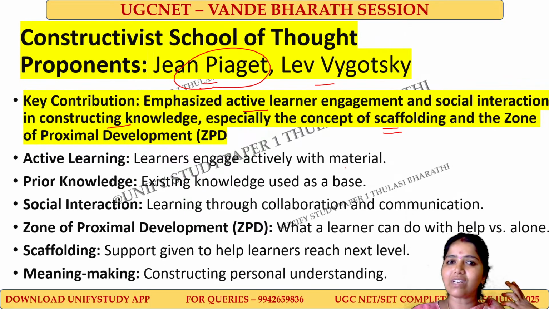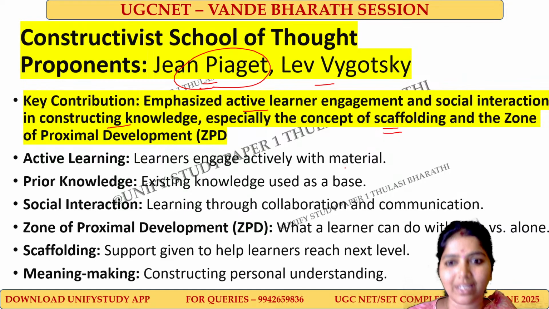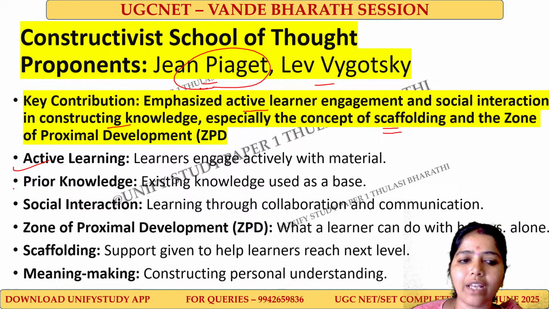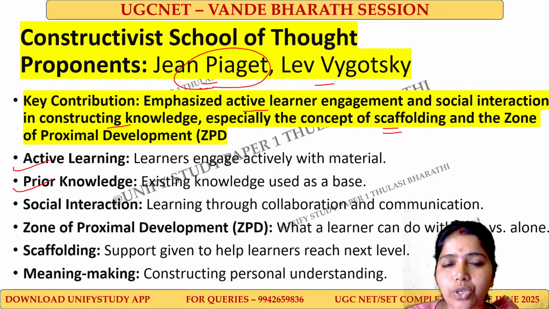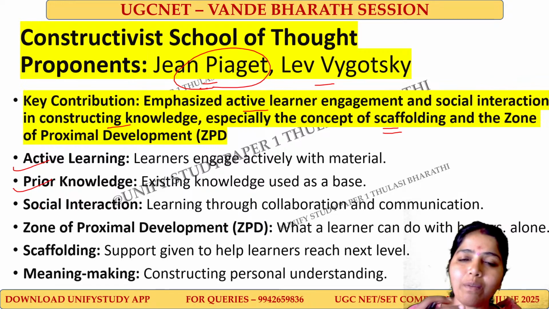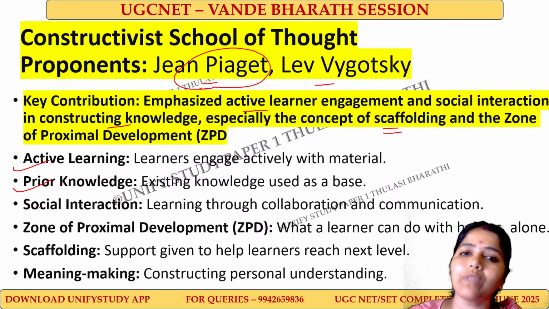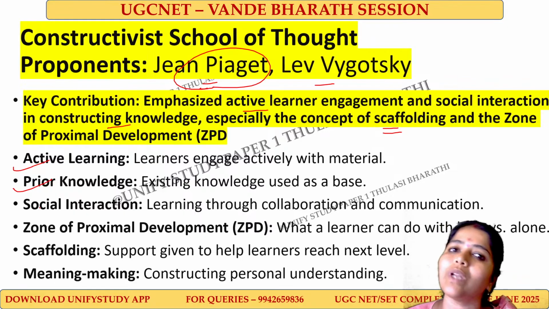Correct, and whenever it is needed, again the support will be given. That's called scaffolding. So here in this constructivist theory, we have active learning and prior knowledge. What is active learning? The learner is engaged in the learning process, so they will be learning the content. Prior knowledge means they already know something, and with that base they start learning. And social interaction means they collaborate with people to learn something.